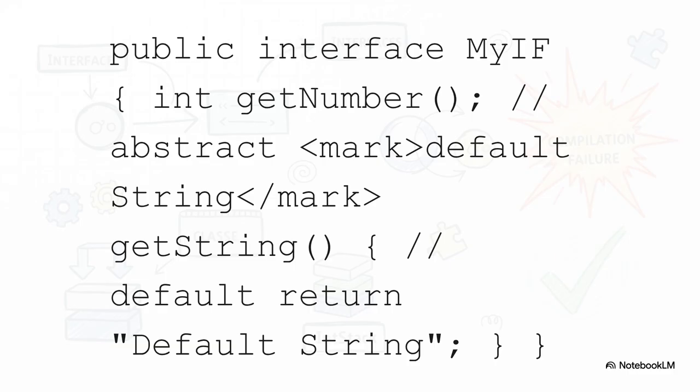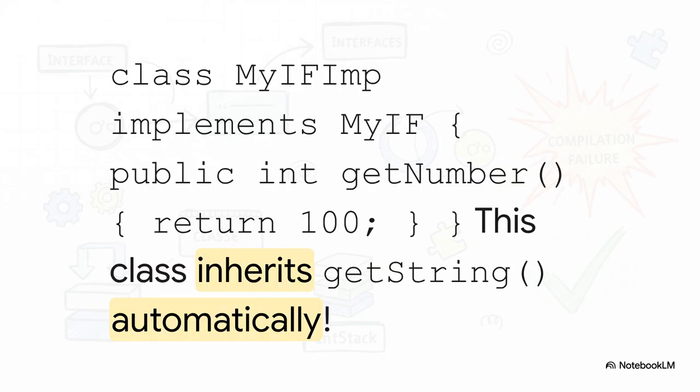So here, getNumber is our classic abstract method. No body, just a semicolon. But getString is a default method. It's got the full implementation, curly braces and all, living right there inside the interface. Pretty neat, huh? Now, look at what this makes possible.